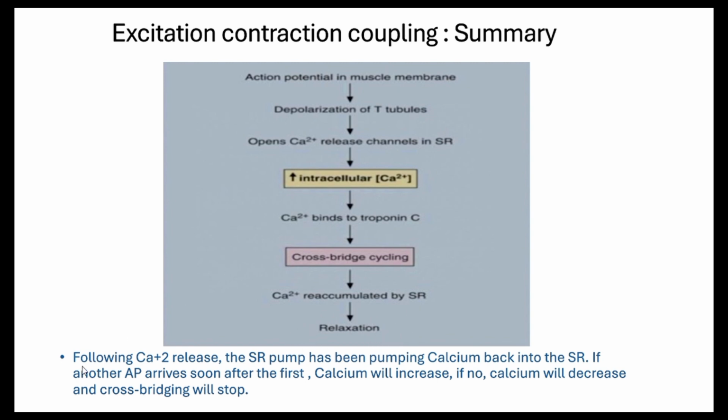An important point to remember is that following calcium release, the sarcoplasmic reticulum calcium ATPase pump keeps pumping calcium back into the sarcoplasmic reticulum. So if another action potential arrives soon after the first, calcium will increase. And if no action potential arrives, calcium will decrease and cross bridging will stop.